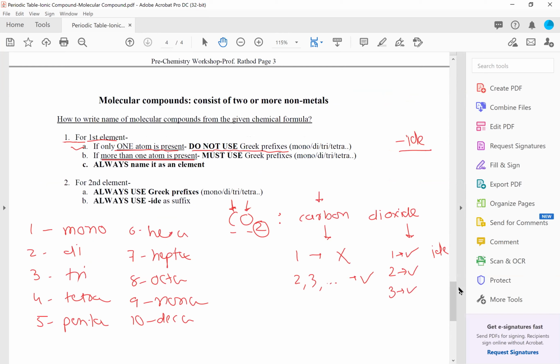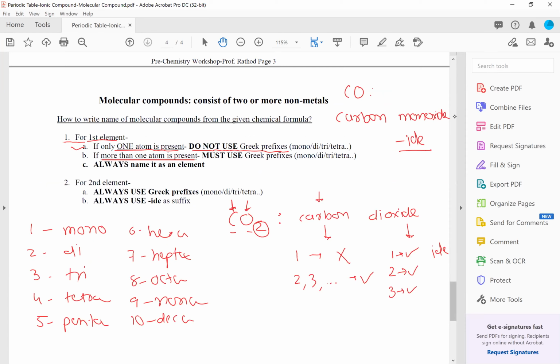So if it's just one of each, it's carbon oxide. Yes, if we're going to talk about this, I'm going to talk about the example. If it's just one of it, CO. For the first element, we're just going to call it carbon. But for the second element, even if it's one, we have to use the prefix: monoxide. So carbon monoxide is the name.